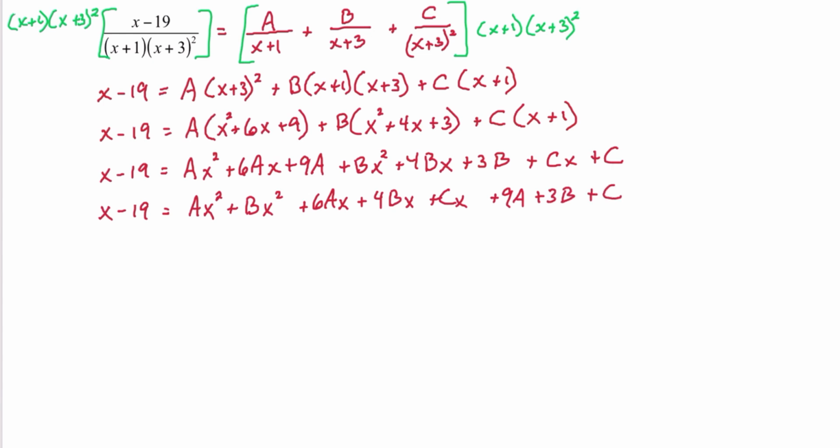Next, we'll factor out the x's. So for the x squared term, we have A plus B. We'll factor x squared out on the right. And for the x terms, 6A plus 4B plus C. Factor x out on the right, and then the constants will just copy.